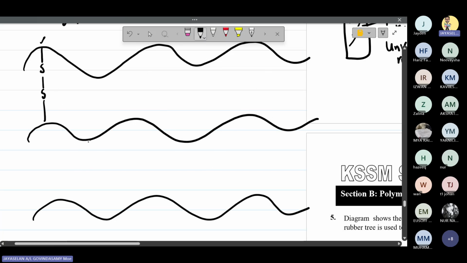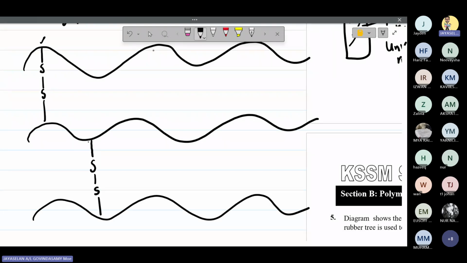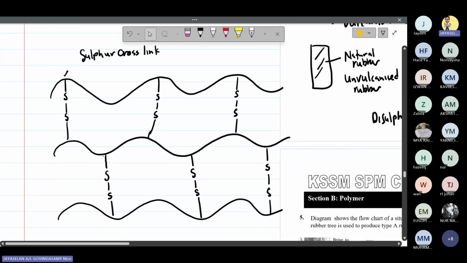So this is the bottom, what do you do? One sulfur, two sulfur like this. This is the top, one sulfur, two sulfur like this. Each link must have two sulfur atoms. So S, like this. Here you put S like this. So this is the vulcanized rubber.